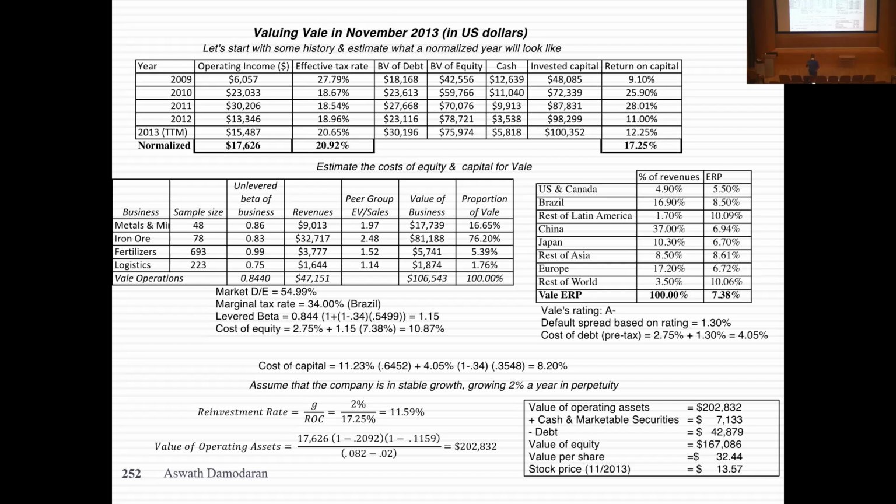That's not the value of my equity. That's the value of the operating assets. To get to the value of the equity, I have to add cash, I have to subtract out debt. But after I cleaned everything up, the value per share that I got was $32.44. The 44 cents is false precision. It's around $32. And that's with a 2% stable growth model. The reason I keep emphasizing how conservative the model is, the stock was actually trading at $14. One of the great mistakes of my life, I bought Vale in 2000.